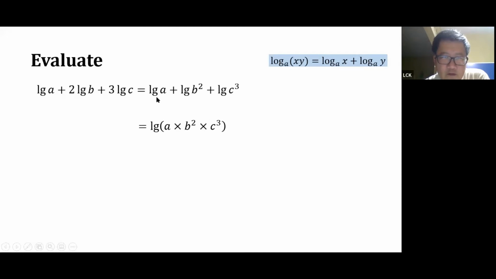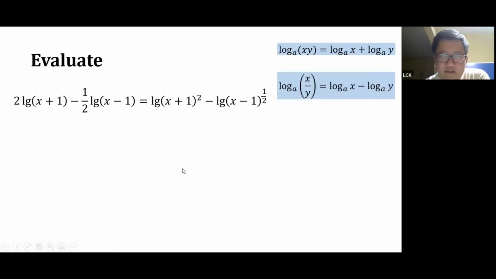This is being added. So when you combine them, you have log A times B squared times C cubed. And of course, just make it pretty. That's all you have to do, make it pretty, and that's your answer. Very, very simple. So combine this, simplify it, you've got this expression there. Very simple. All right, let's look at some more.